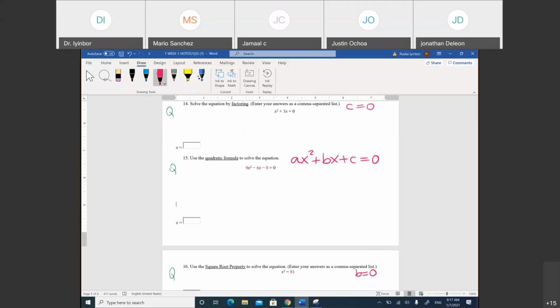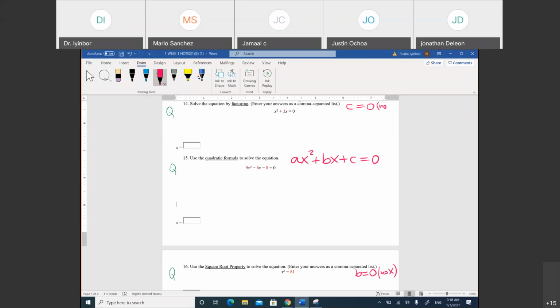So quadratic formula: if you have a, b, and c, if you have x squared and a number, use the quadratic formula. If b is 0, which means no x in the equation, then use the square root property. That's the fastest way to solve it. And if there is no c, if c is 0, that means no number.